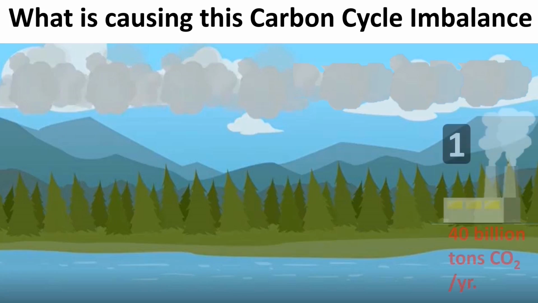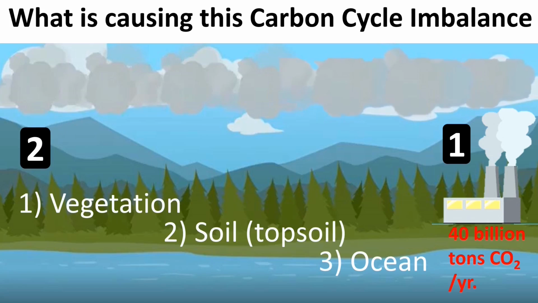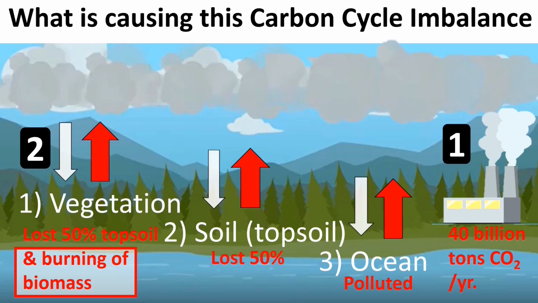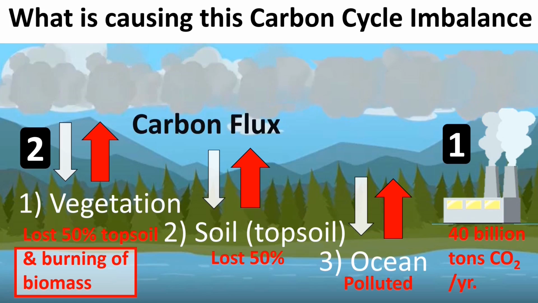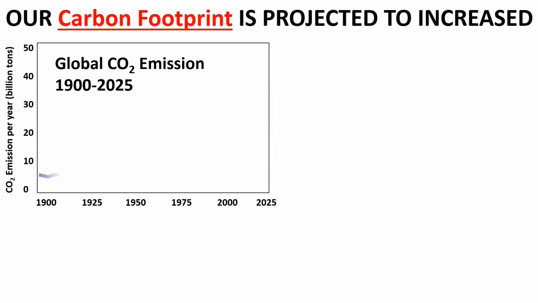First, we are burning large quantities of fossil fuel, which is releasing billions of tons of CO2 in the atmosphere per year. Second, reduction in our carbon sink. We have lost 50% of our forest cover and widespread burning of biomass, which released not just CO2 but also very harmful smoke. We have also lost 50% of our topsoil and large tracts of our seas and oceans are polluted. All of these have caused our carbon flux to be negative. The carbon sinks can capture less than what they release. Finally, the release of greenhouse gas from the melting of the permafrost.